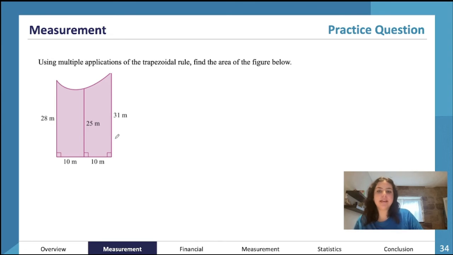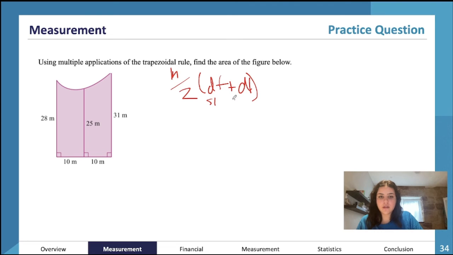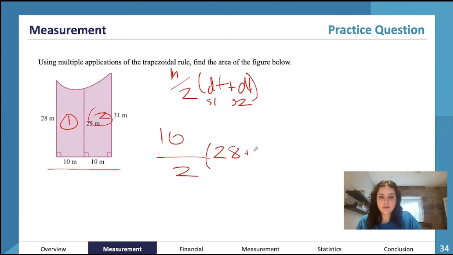All right, using multiple applications of the trapezoidal rule, find the area of the figure below. So our trapezoidal rule, h over 2 times side 1 plus side 2. So you have 2 different trapezoids. First one, height 10, remember our height's the bottom, horizontal, over 2, 28 plus 25. Pop that into our calculator, 10 over 2, 28 plus 25.